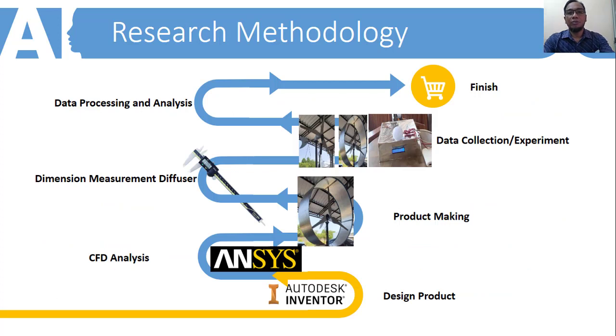And this is our research methodology. We design the product using Autodesk Inventor, and then we analyze using the ANSYS program for the CFD analysis. Then we make a product, measure the diffuser, collect the experiment data, and process and analyze the data, and finish by checking that it is suitable with the literature or references.